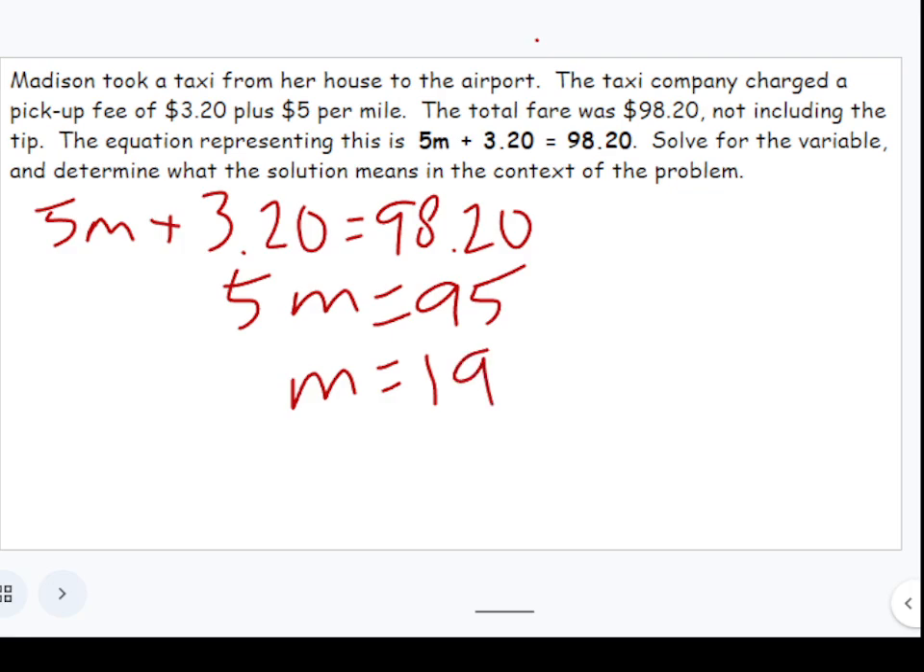So, cool, we got the answer. We solved for the variable, but now we need to know what that means. So we're talking about taking a taxi that charged a certain amount per mile, $5 per mile in particular. So that's 5m represents that. So 5m means it's $5 per mile. So that means that m is the number of miles. So in this case, our answer of 19 is the trip went for 19 miles.